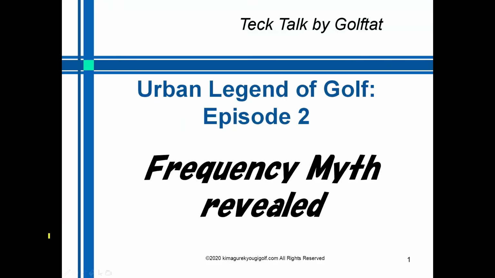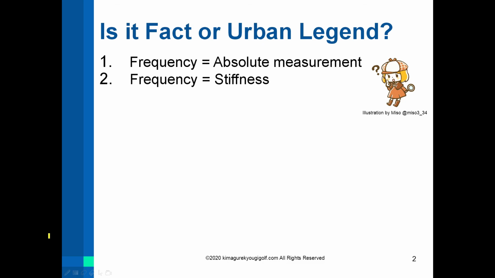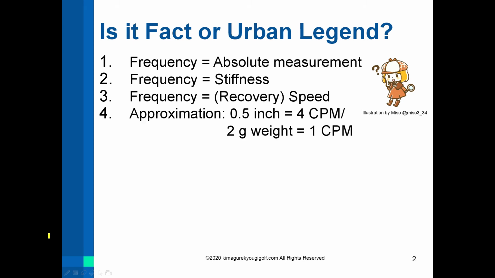Frequency myth revealed. We got 6 of them. Number 1, frequency is absolute measurement. Number 2, frequency means stiffness. Number 3, frequency is equivalent to speed. Number 4, approximation. A half-inch difference corresponds to 4 CPM, and 2 gram weight difference corresponds to 1 CPM.